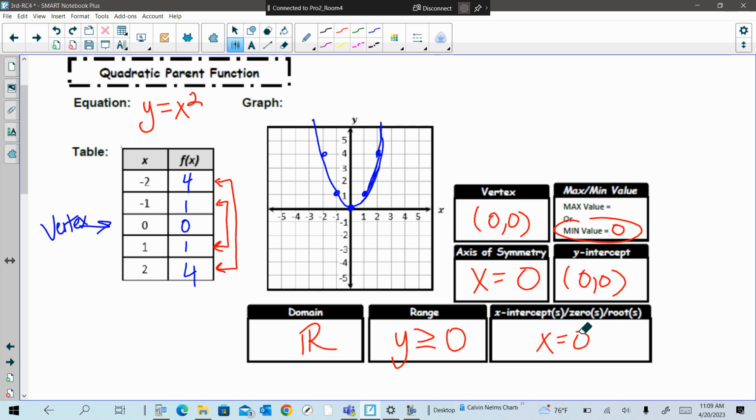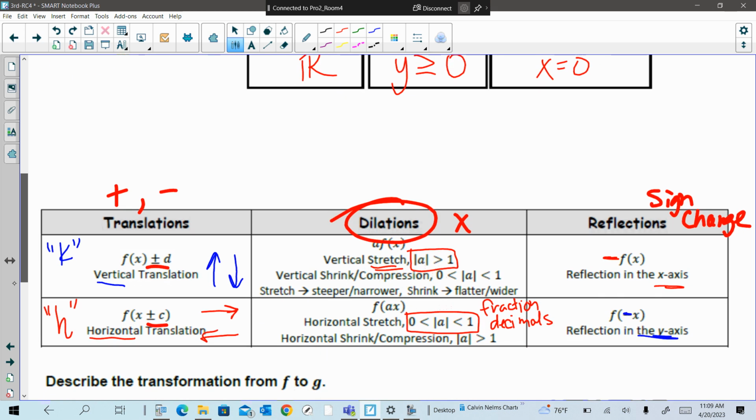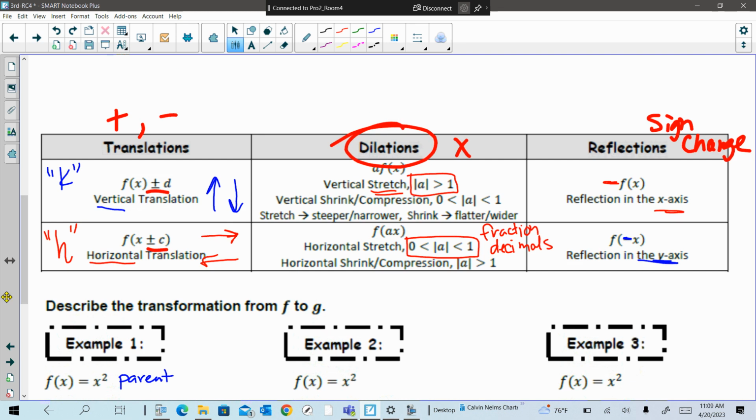So there's our parent function. Everything we transform is from this function. So underneath there, just kind of recap some things. All right. For translation, this is when you just add or subtract, okay? If we're talking about vertical, underline the word vertical, that's usually the K in the vertex form. And then I just drew arrows up or down. So vertical translation is going to move up or down. That is your K.